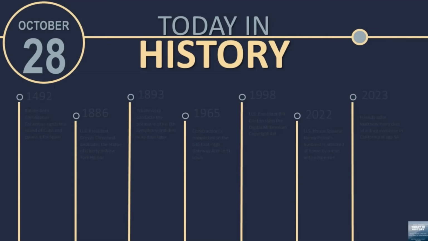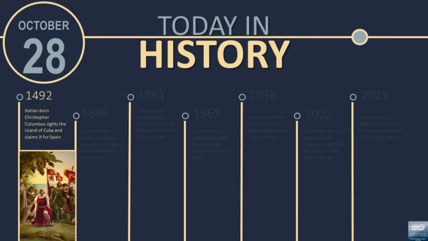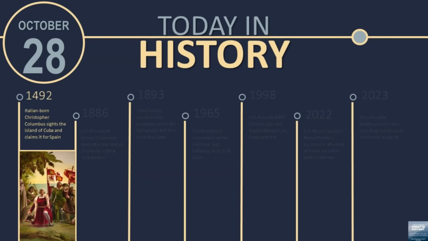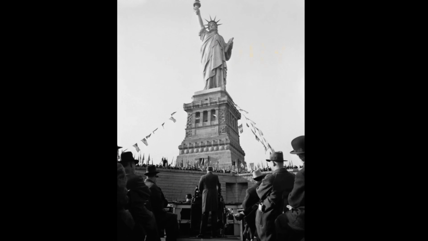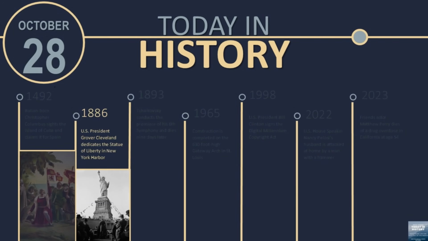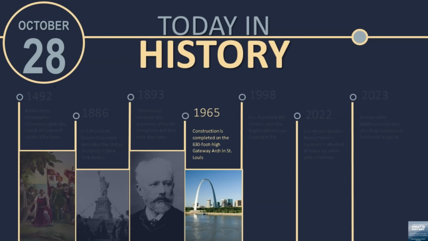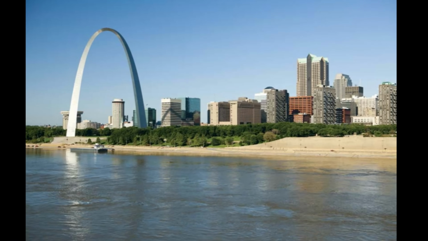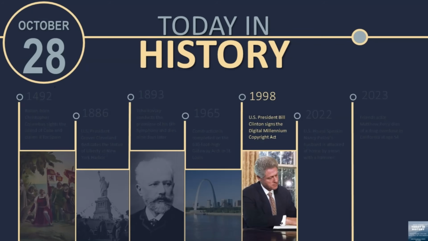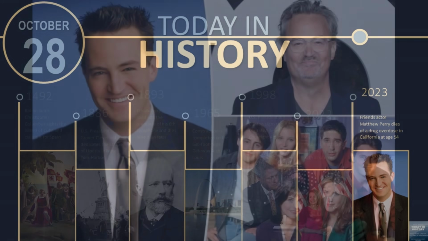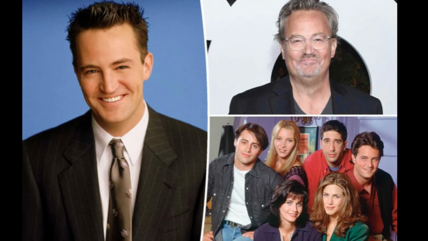Here are other events that happened today in history. In 1492, Italian-born Christopher Columbus sights the island of Cuba and claims it for Spain. In 1886, U.S. President Grover Cleveland dedicates the Statue of Liberty in New York Harbor. In 1893, Tchaikovsky conducts the premiere of his Sixth Symphony and dies 9 days later. In 1965, construction is completed on the 630-foot-high Gateway Arch in St. Louis. In 1998, U.S. President Bill Clinton signs the Digital Millennium Copyright Act. In 2022, U.S. House Speaker Nancy Pelosi's husband is attacked at home by a man with a hammer. In 2023, Friends actor Matthew Perry dies of a drug overdose in California at age 54.